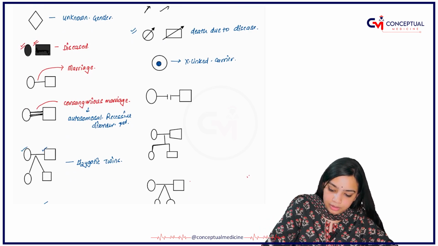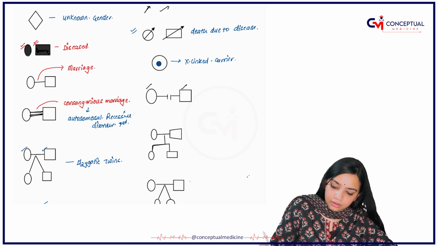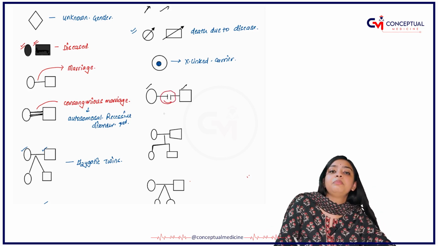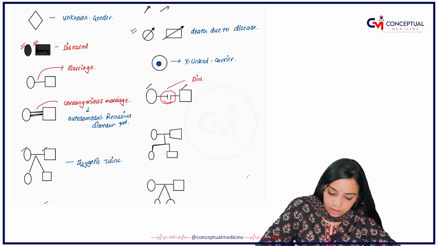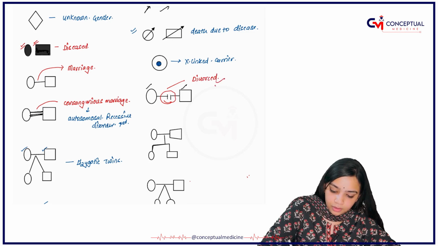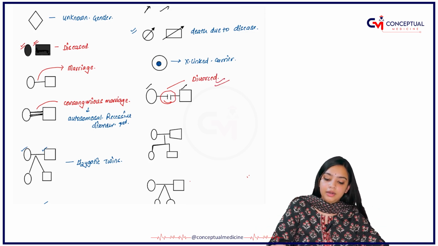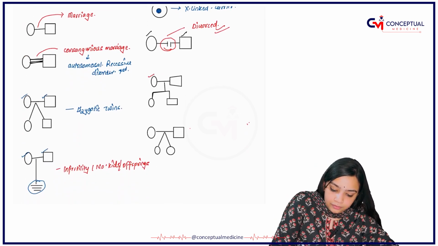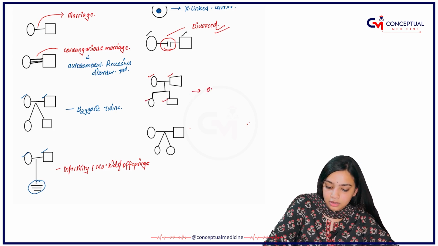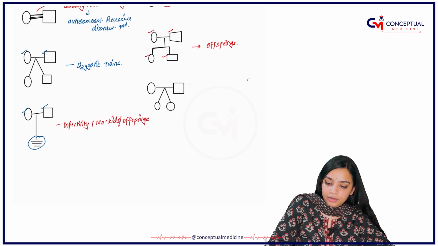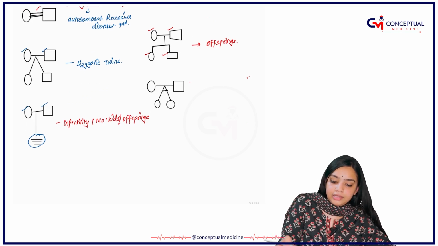Now next you are able to appreciate a female and a male. They had their marriage. Oh wait, in the marriage line you are able to appreciate that there is a break. What does this mean? This means that the individuals are divorced. Female and male had their marriage, had their intercourse, had their healthy offsprings. This represents the offsprings.